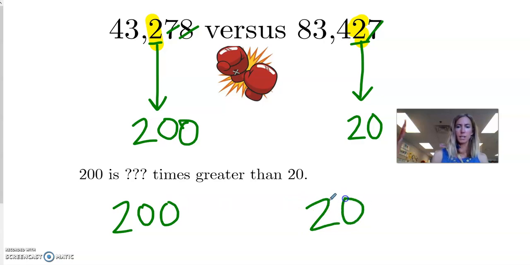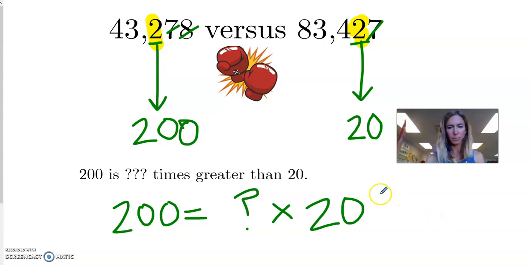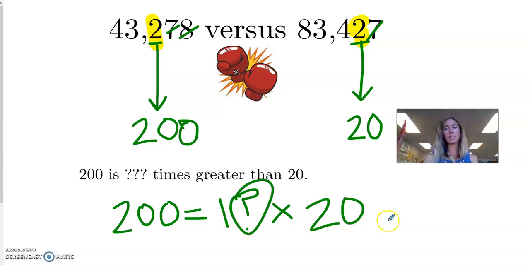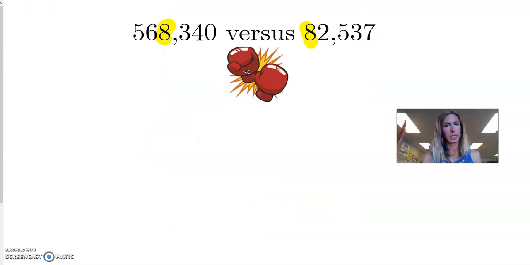200 and 20, it's not equal. I'd have to multiply this by what to be at 200? And oh my gosh, all I need to do is attach another 0 to 20 and I'm at 200, which means I'm going to multiply it by 10. 10 times 20 gives me 200. So 200 is 10 times greater. Took the win.